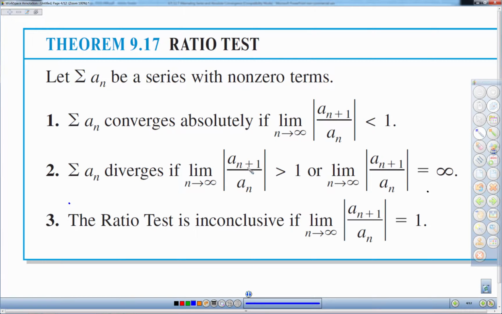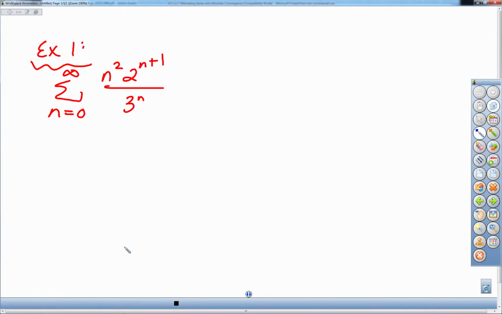And so this test is pretty straightforward. As long as we can get either part 1 or part 2 here, we can determine convergence or divergence very, very quickly. When we get into part 3, well, then we hit a dead end and we're going to have to do some more work, and I want to show you an example of that in a few moments here. So let's take a look at the first example. I'll give you a chance to write it down. Go ahead and hit pause.